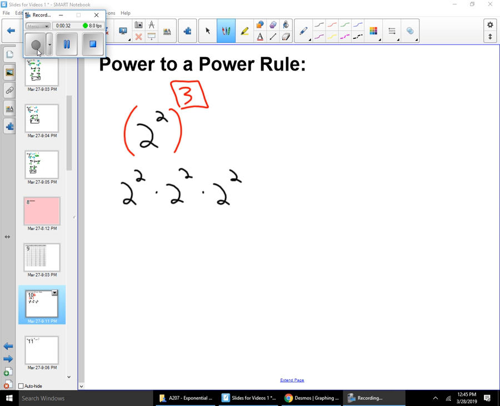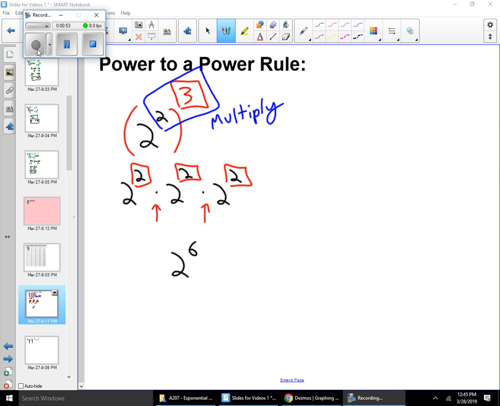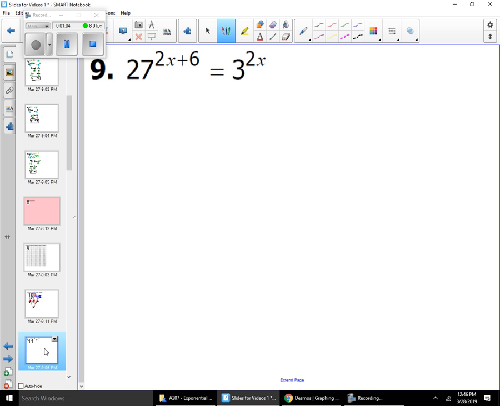Well, now that you can see this is just 3 of these multiplications, the product of a power rule tells us we can just add the exponents. 2 plus 2 plus 2 is 6. So note the shortcut there was just to multiply those powers. So the power to a power rule tells us that when we have a power raised to a power, we just multiply those powers together. Let's see how that works on our algebra.